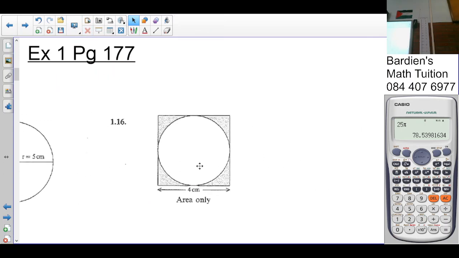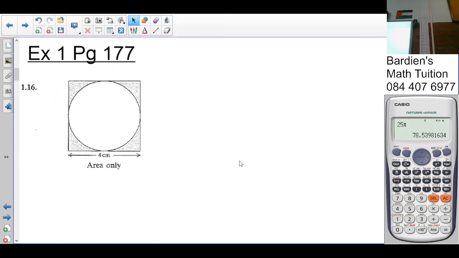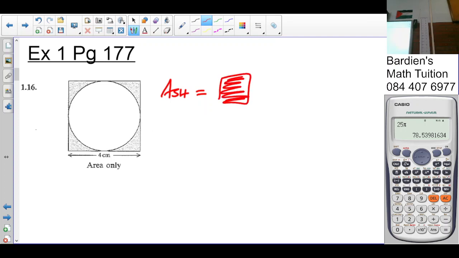Then let's look at 1.16. The area of 1.16. You said area only. Yes. The area of the shaded region. So what do we do here? What will it be? The area of the shaded region will be the square, which is the outer, bigger shape, minus the area of the circle.